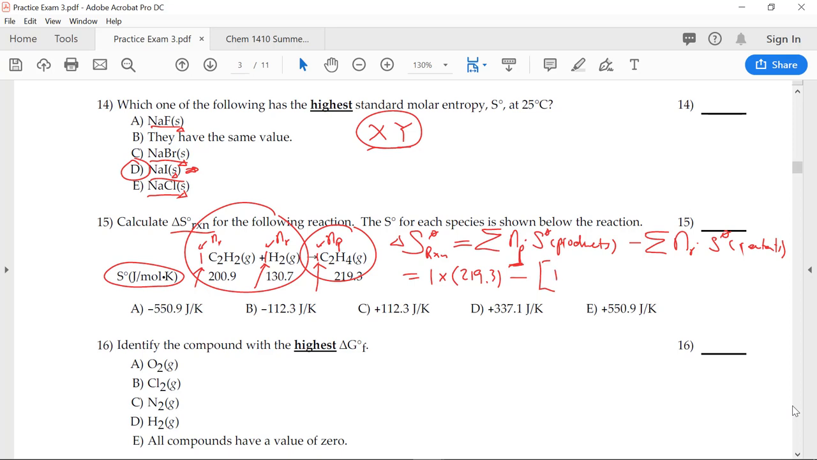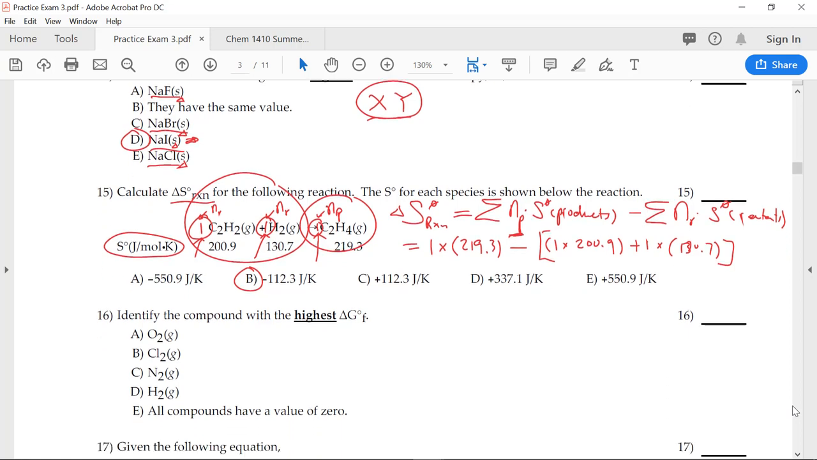Now minus the total of the reactants. So here it's one times 200.9, plus, for hydrogen, one times 130.7. When you put this together for question number 15 and do the calculation, it will give you B. It's the correct answer. As I just emphasized, if the chemical coefficients are not one, you will have to change to the correct one. Here in this case it's the simplest one. You do have a number one over there, which is okay.